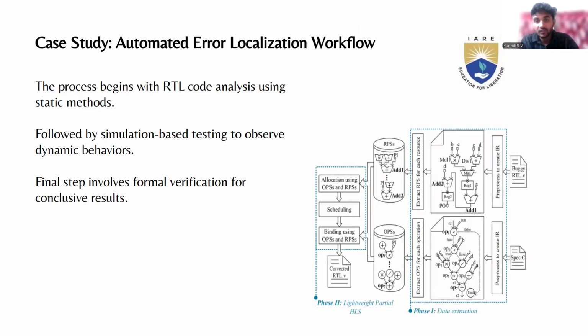Case study of a workflow. A typical automation workflow starts with static error analysis of the RTL code, followed by simulation-based testing to observe behavior, and finally formal verification for conclusive results.